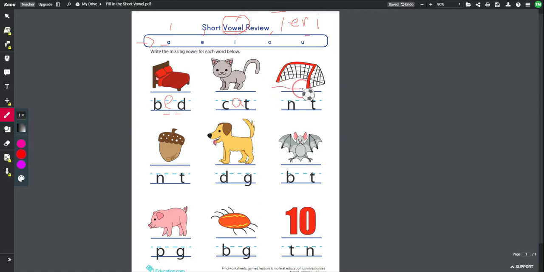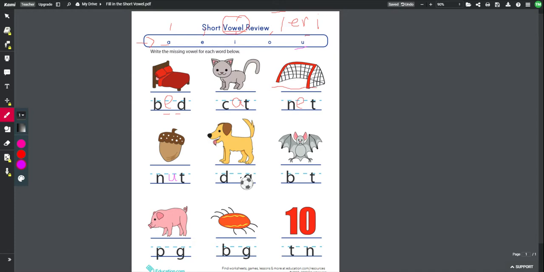This is a net. N-e-e. That is my E sound. N-e-e. This is a nut. N, N, that is the U sound.